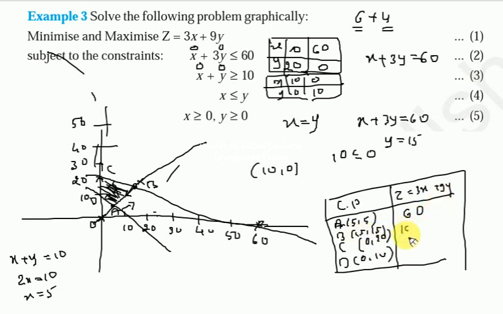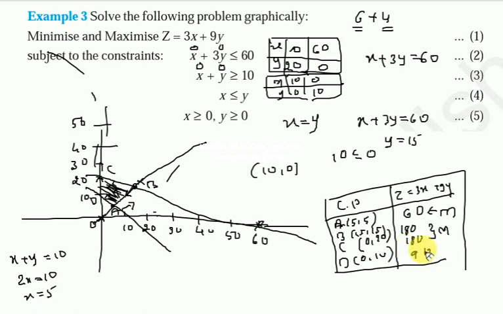135 plus 45 will be 180, and at this point C 0 comma 20 again, which is 180. At 0 comma 10 it will be 90. Here our intention is to maximize and minimize. This is the minimum value, small letter m. These two are maximum values.